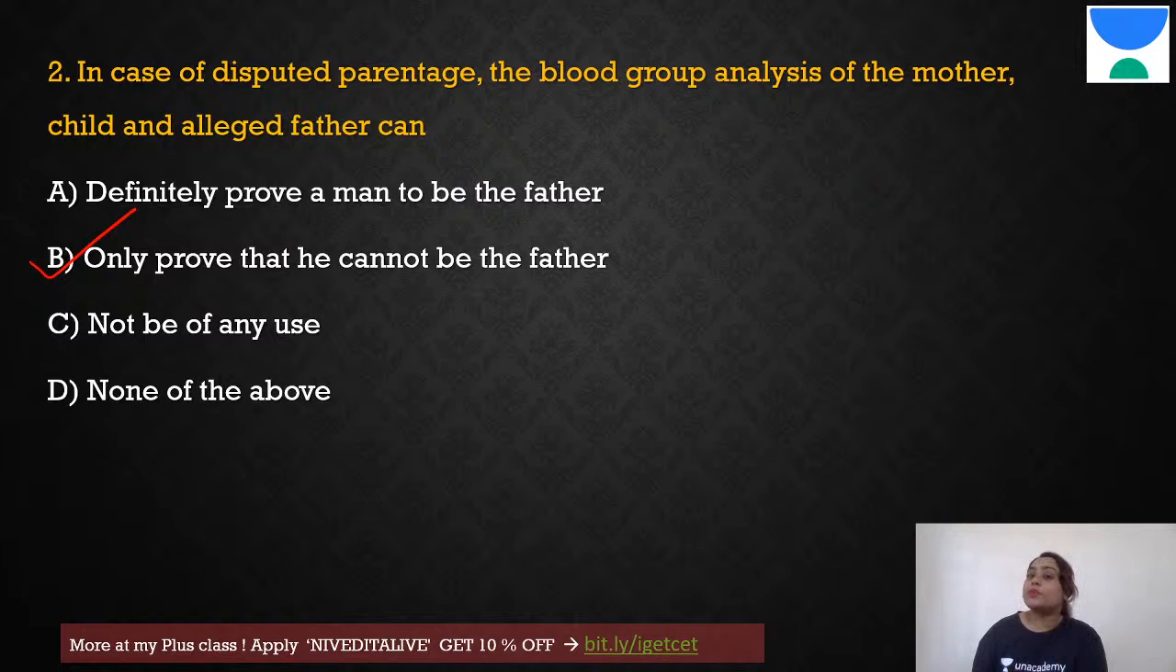Why do we do blood group tests first? Suppose the blood group doesn't match, then it's a clear answer. We don't have to spend money on genetic studies. If the blood group is not matching, then definitely that person is not the father. So it proves that the person is not the father.